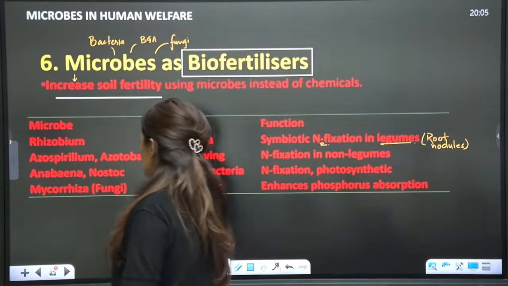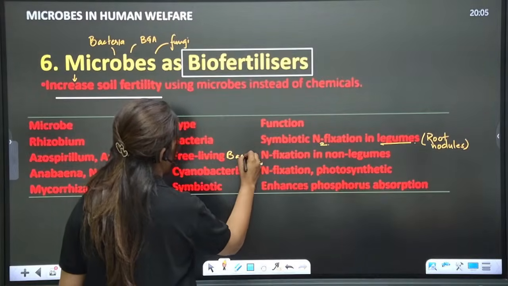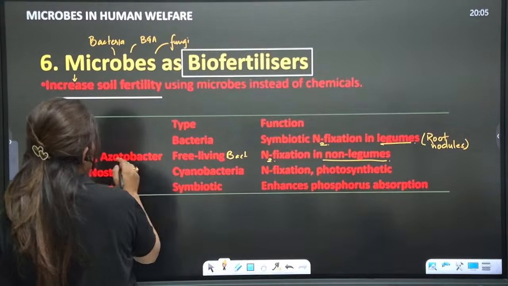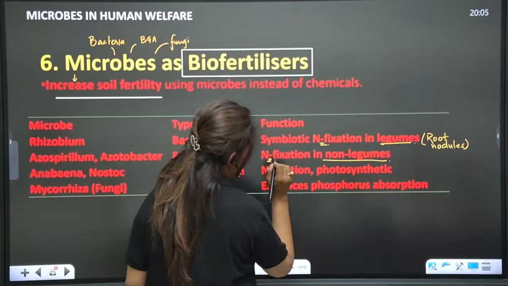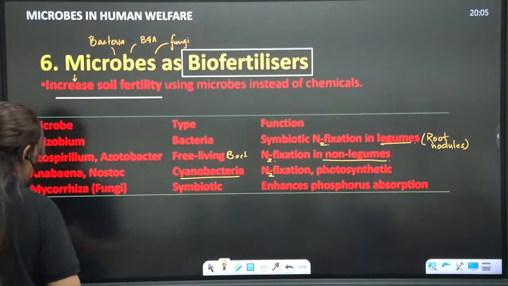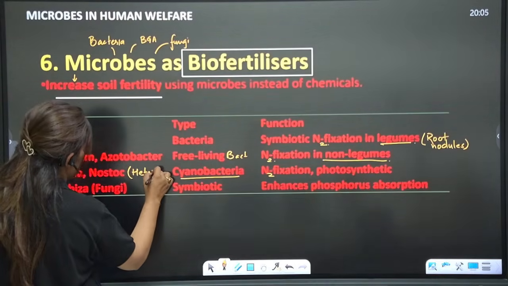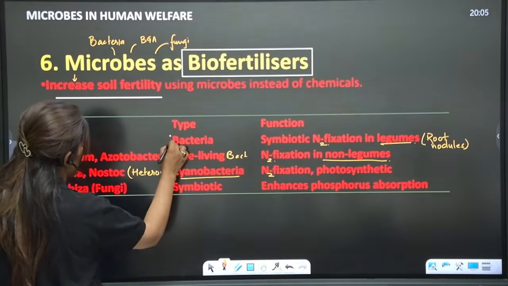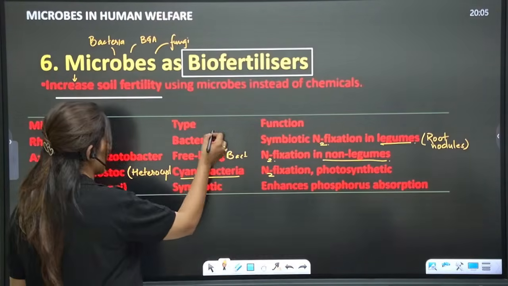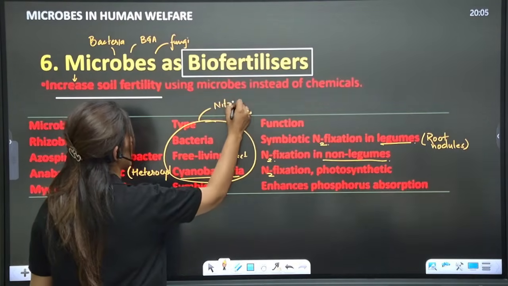Is that clear? Then Azospirillum and Azotobacter are free-living bacteria, again fixing nitrogen, but in non-legumes. Then Anabaena and Nostoc are cyanobacteria, which fix nitrogen and also do photosynthesis. We have read about this in biological classification also, because they have heterocysts. All these nitrogen fixers have an enzyme called nitrogenase.